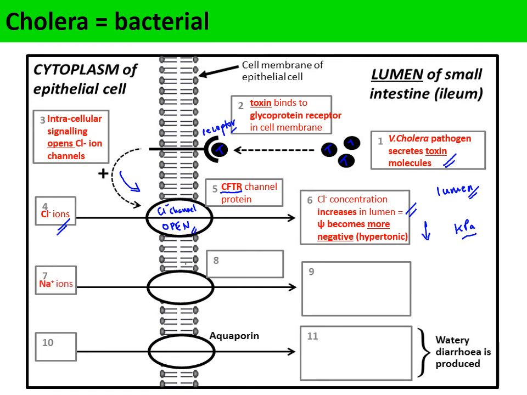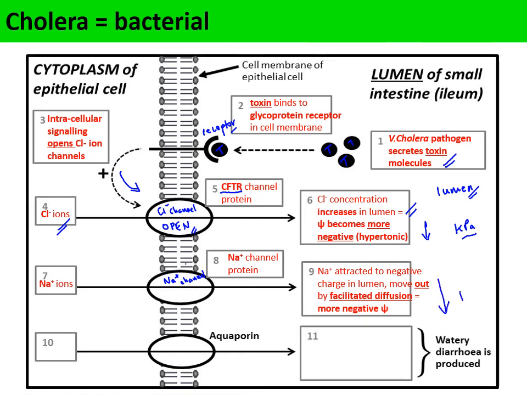Now, there are also sodium ion channels within the membrane of the epithelial cells. When they are open, the sodium ions move out by facilitated diffusion towards the negative charge of the chloride ions in the lumen of the small intestine. And that further contributes to the negative water potential value. So it drops even lower, more and more negative water potential in the lumen of the ileum.